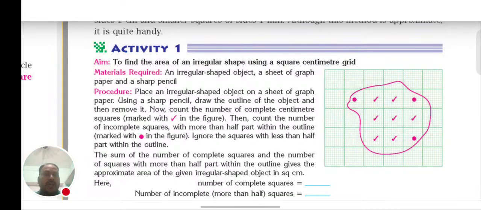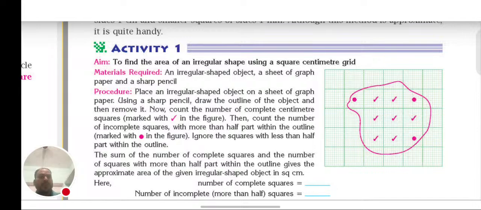Now, in activity 1, it is written to find the area of an irregular shape using a square centimeter region. Suppose we want to find a stone piece's surface area, and we know that its surface is not a regular shape, it is an irregular shape. So to find it, we must take the help of a graph. With the help of a graph, we are able to find the irregular surface area. Yes or not? I hope you are understanding.